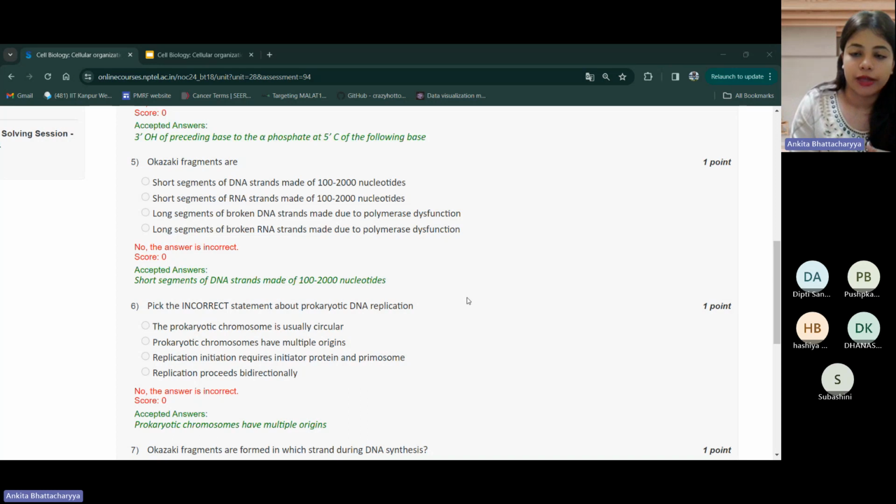So Okazaki fragments, therefore, are short segments of DNA strands that are made of 100 to 2000 nucleotides, which is of course option A.